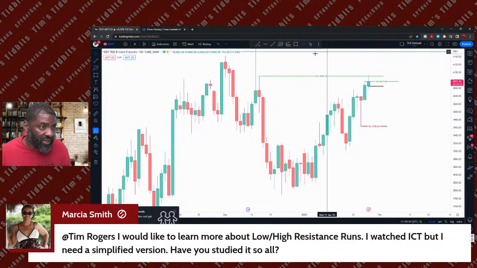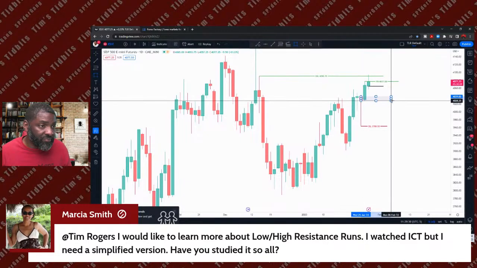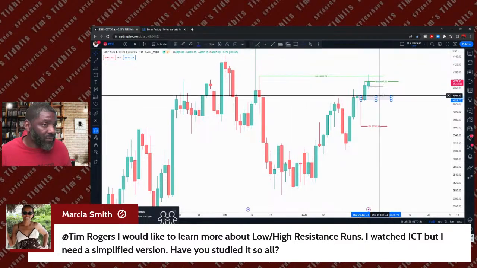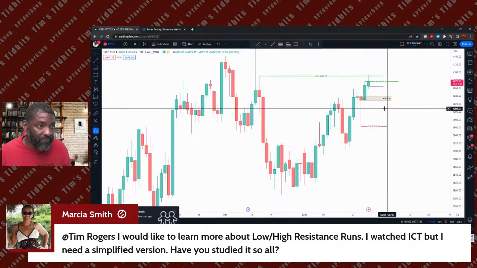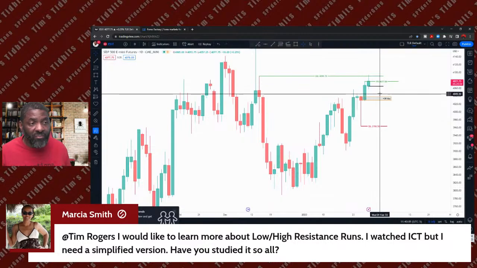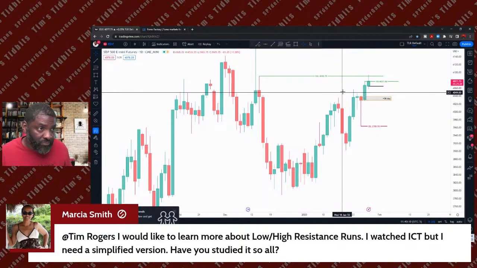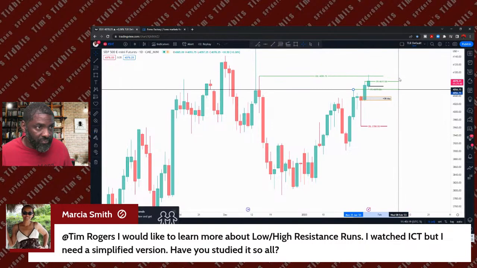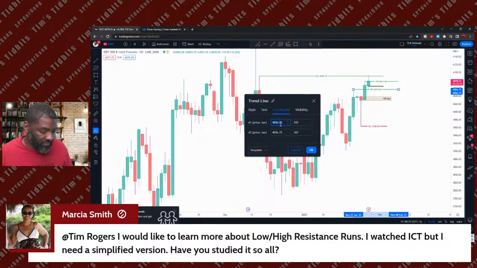We got a daily order block, a bullish order block. What's the bullish order block's job? To keep price up. When we come down to this, it's supposed to keep price up. We just broke market structure with a previous high.